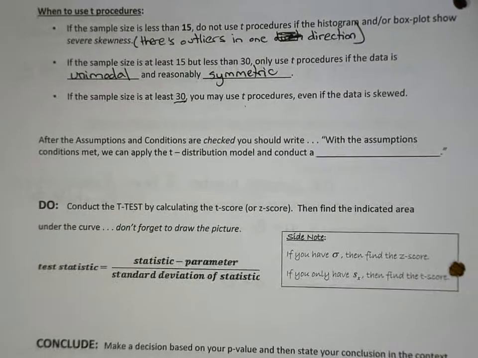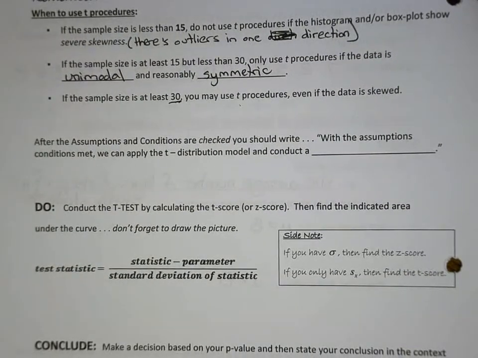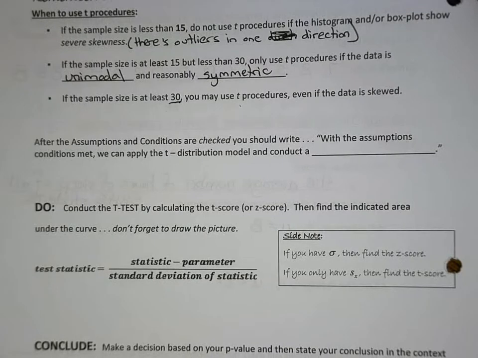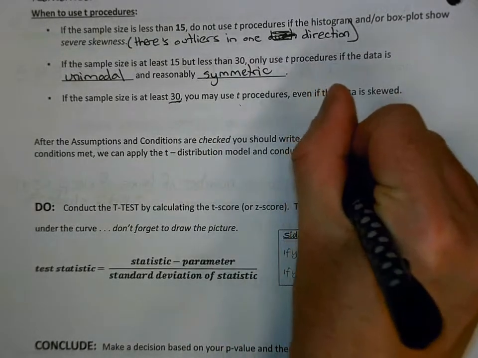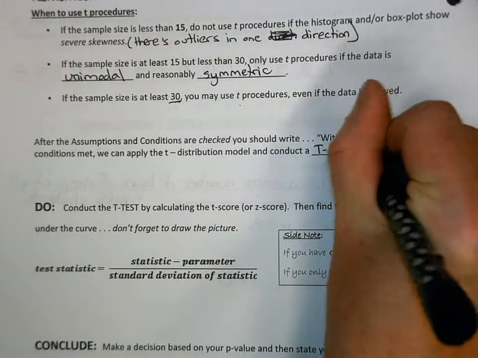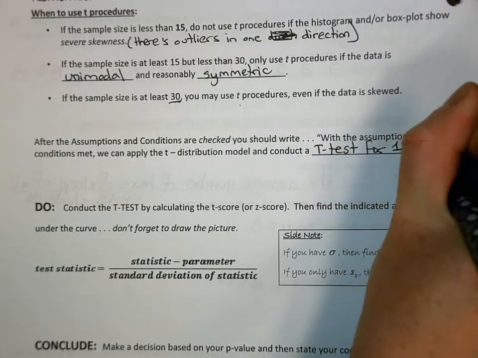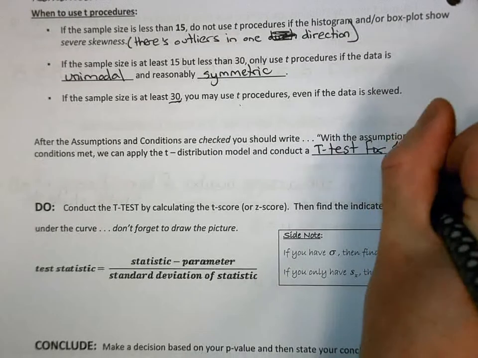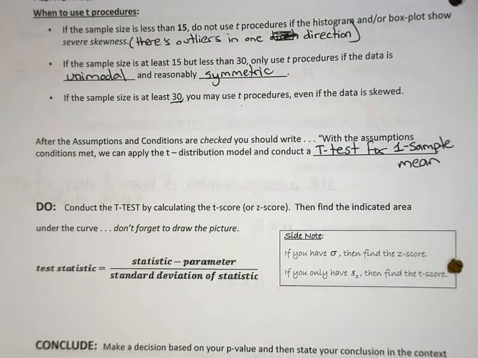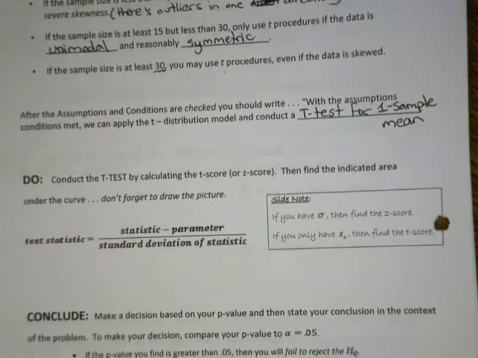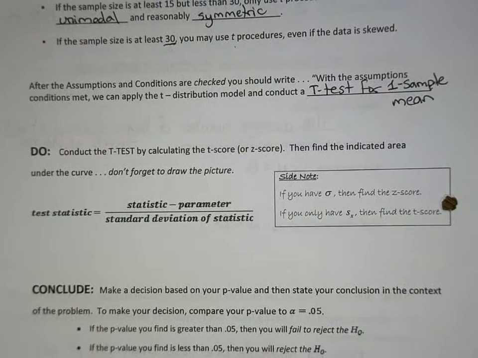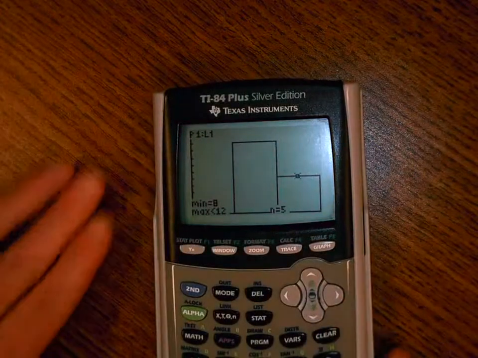After the assumptions and conditions are checked, you should write with the assumptions met, we can apply the t-distribution model and conduct a t-test. We already did this on the other page for one sample mean. This is telling the person grading your paper that yes, I know what distribution I'm going to use and why, I just checked those conditions. And then you conduct the t-test. We go into the calculator. We already have the data in L1.